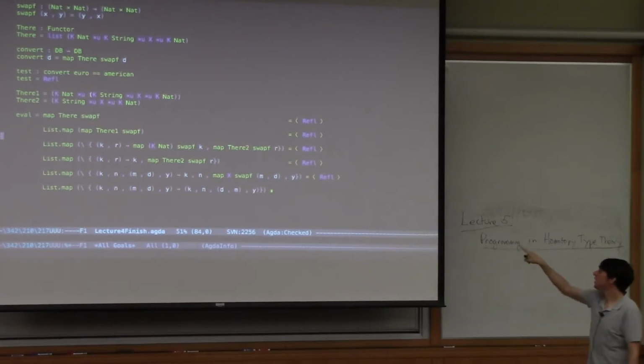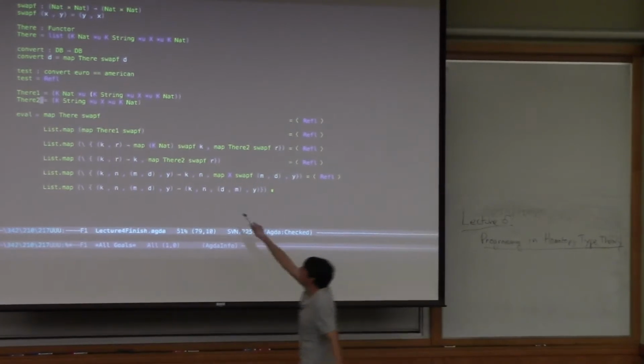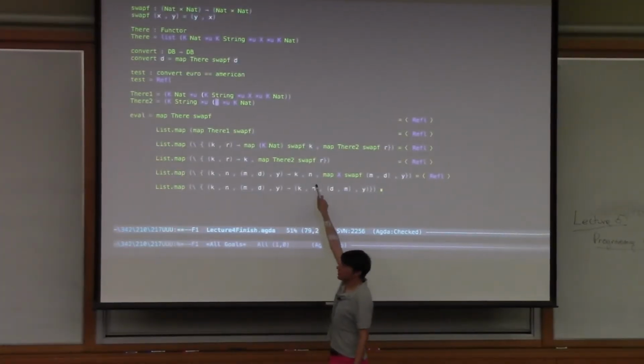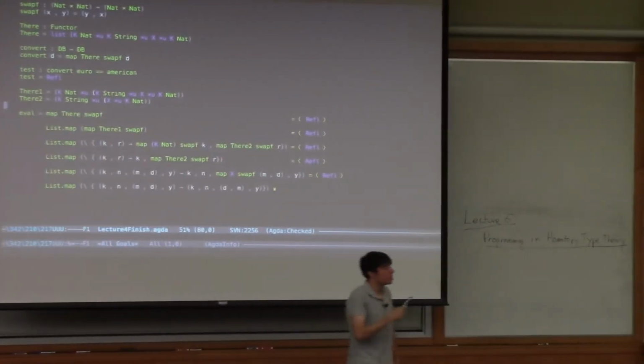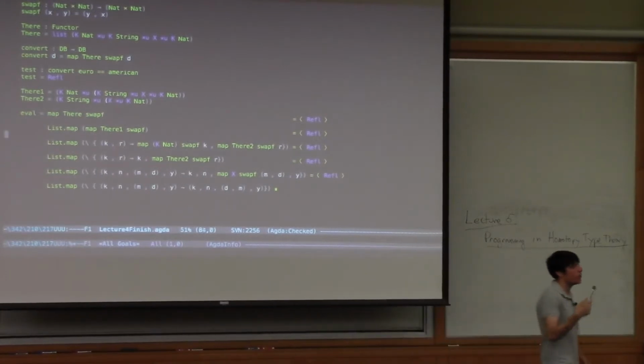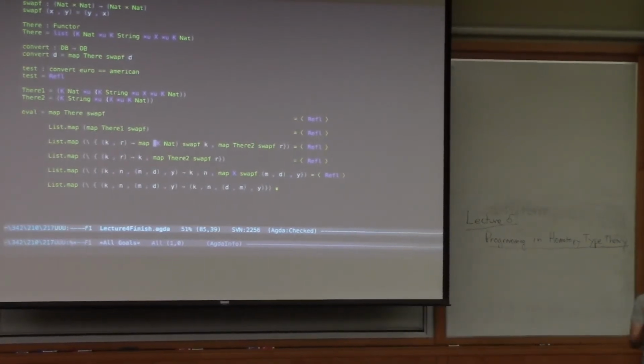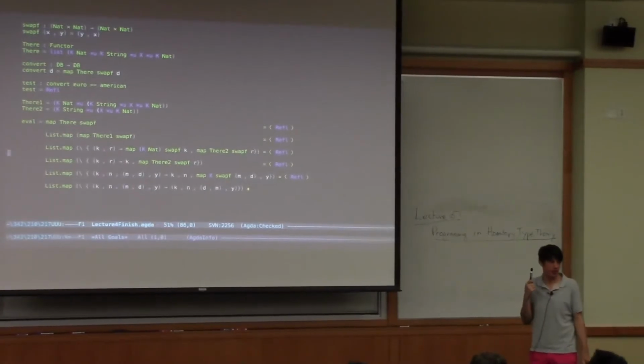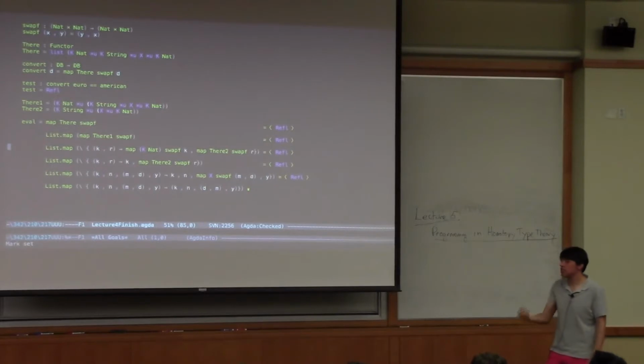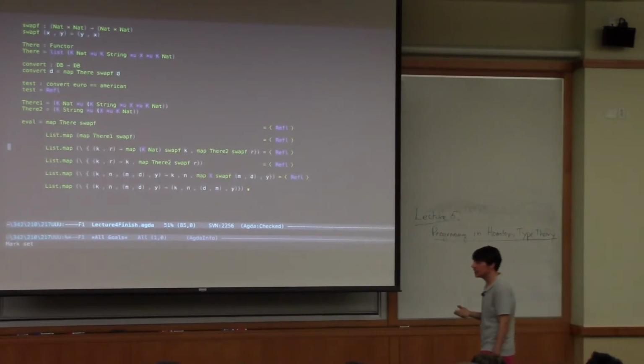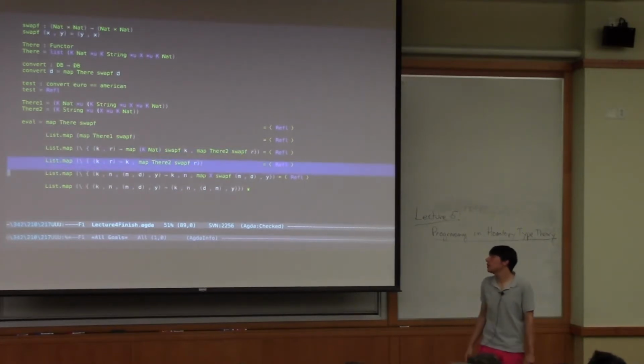Okay. Where do we go next? So next, let's evaluate the map knat swap f k. So what does map do for a constant functor? Well, map at a constant functor is the identity function. Got it right this time. Okay? So map at constant doesn't apply the function at all. Map at a constant functor just says, I'm the identity function, so I leave k unchanged. And so in the next line, we're left with map at there2 swap f r.